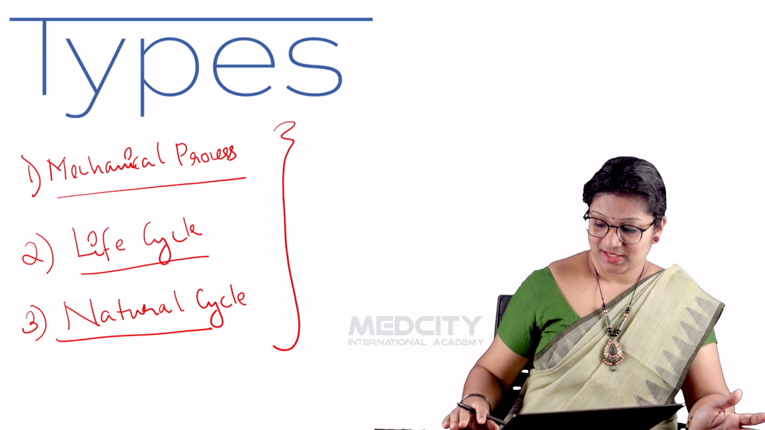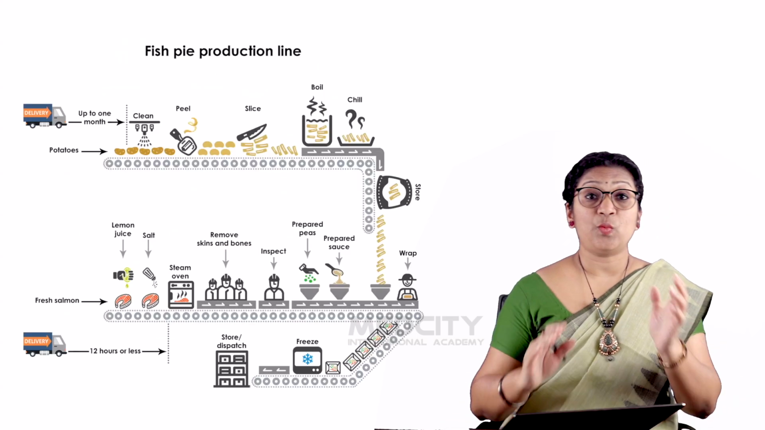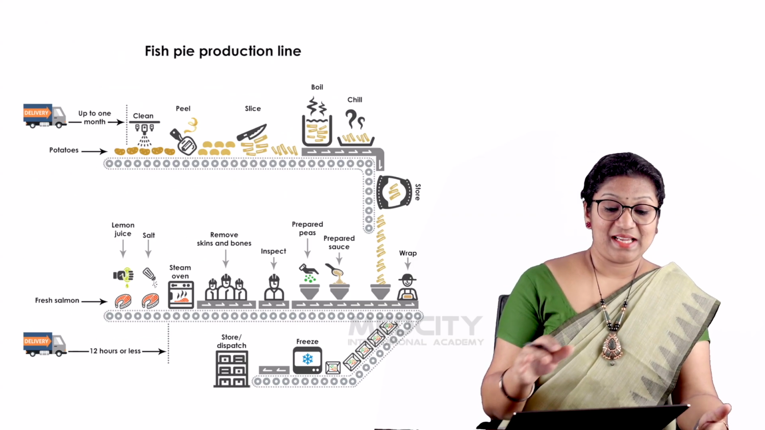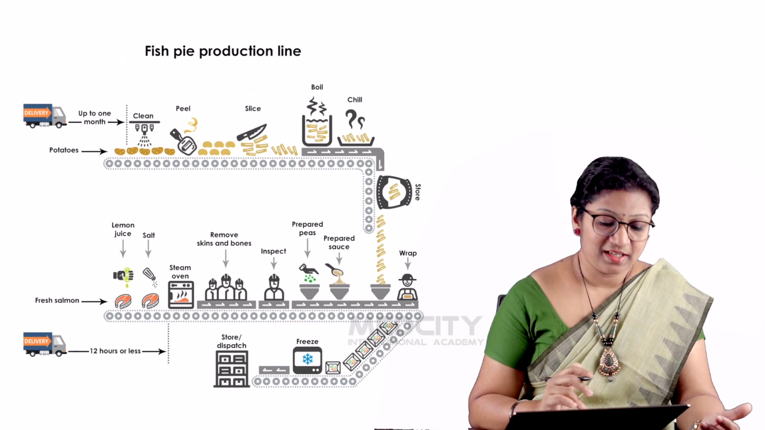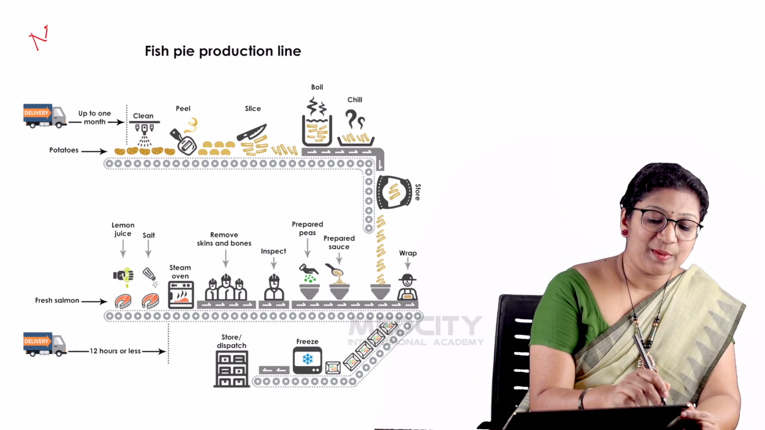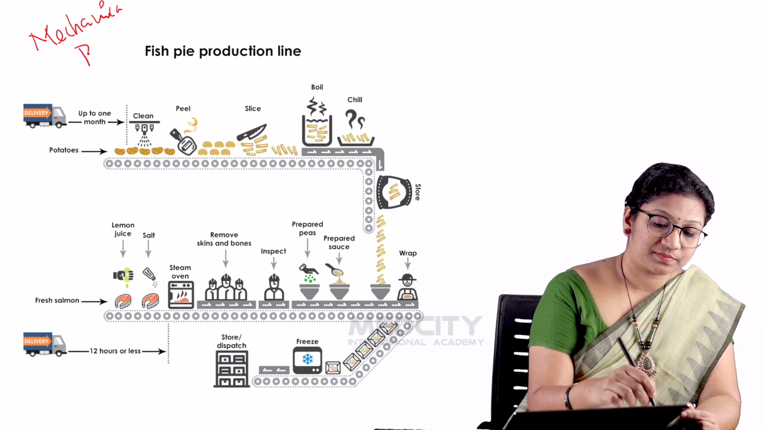So in today's video, we will pick one out of this, which, as you can see on screen, is a fish pie production line, which simply means it's a mechanical process. So let's see how we can answer this mechanical process.